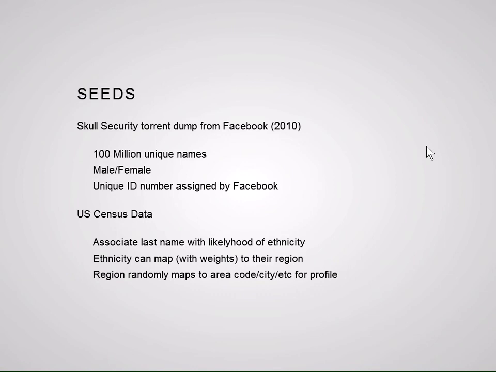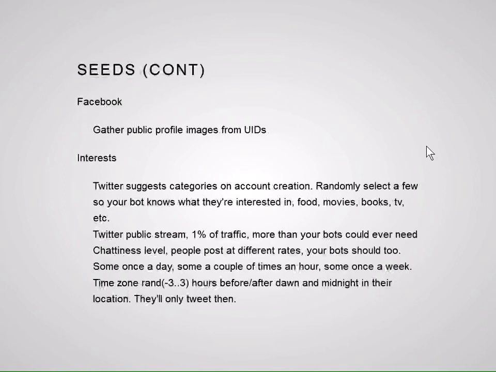We can also look at U.S. Census data that associates last names with likelihood of ethnicity. Ethnicity can be mapped with weights to regions, and regions can be mapped to area codes, zip codes, etc. Essentially, we stereotype, which is not good to do in person, as we all know, but for creating flat bot people on the web, it works very well. We're also going to turn to Facebook public profile images, which are very easy to find with the previously said data.